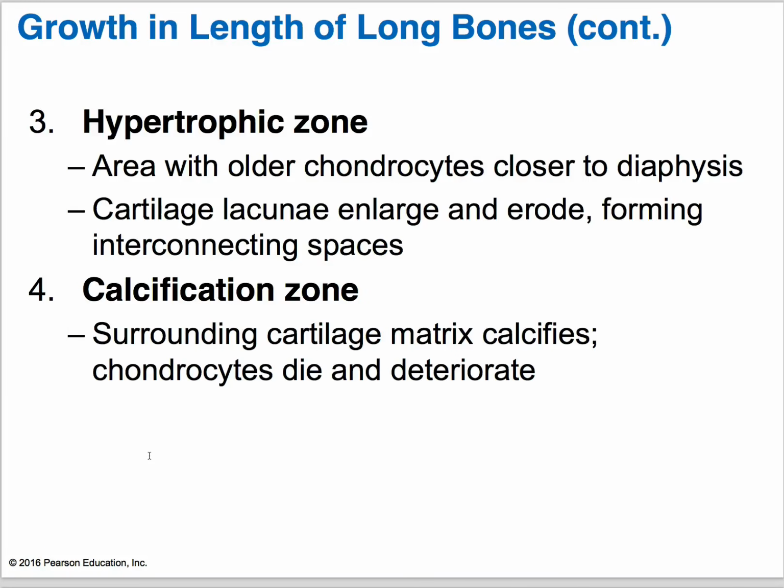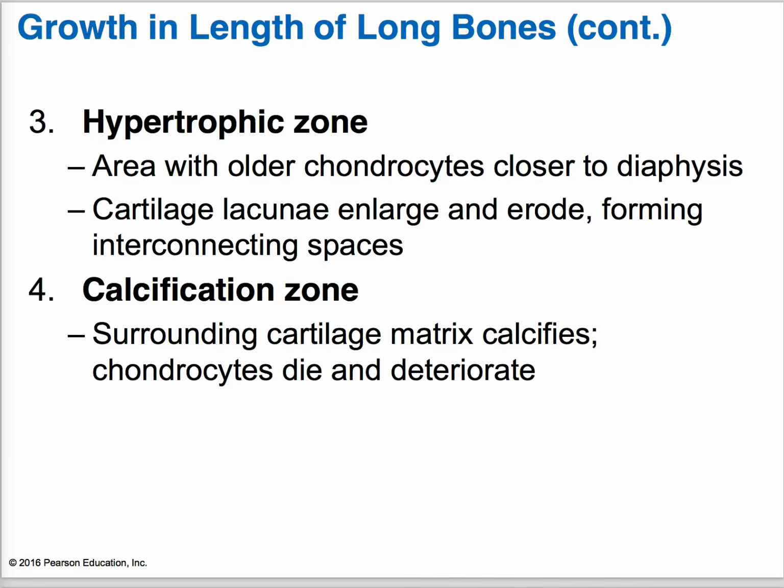So as the chondrocytes in the proliferation zone continue to divide mitotically, and you end up getting this lengthening taking place within the cartilage, the older chondrocytes that are now close to the diaphysis start to get big. They start to enlarge. When this happens, it's setting up everything for the next stage, because as they're enlarging, the lacunae for these chondrocytes start to erode. Now this leaves these large interconnecting spaces.